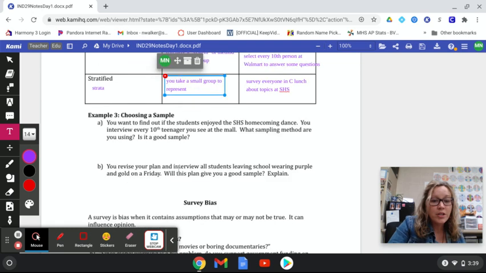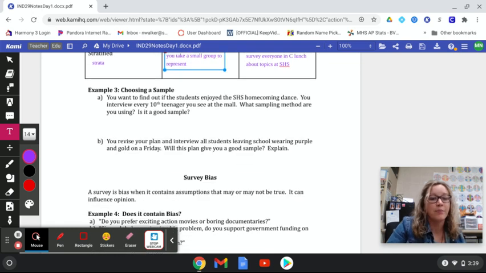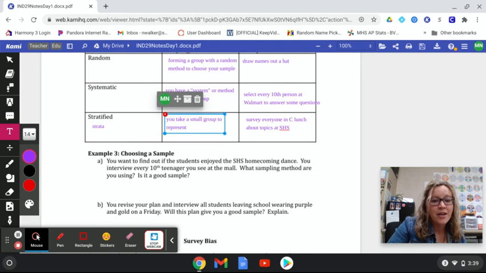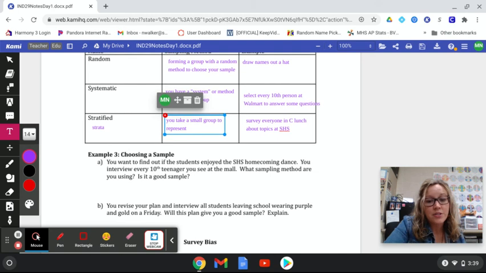All right, so if we want to choose these samples, what type are we looking at on example A? It says you want to find out if students enjoyed the SHS homecoming dance. I'm so sorry you guys have not had one of those. This makes me sad. I made these notes like a long time ago, like 6 years ago. And yeah, that's just really strange that homecoming dances like haven't happened.